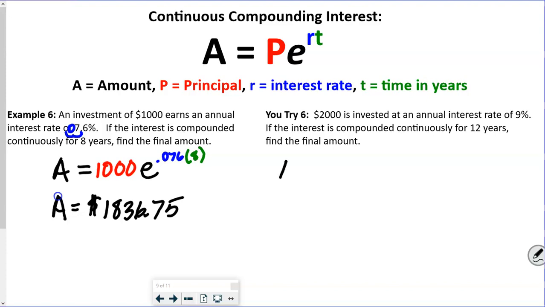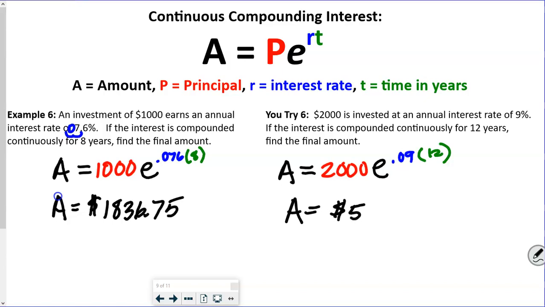So here we go again. A is equal to, this time we have 2,000 as our principal. And we're going to do E. And this time our rate of interest is going to be 0.09. And we're going to multiply that times our 12. So go ahead and put this in the calculator as we did before. And our amount is going to be equal to, this time, $5,889.36. Okay.